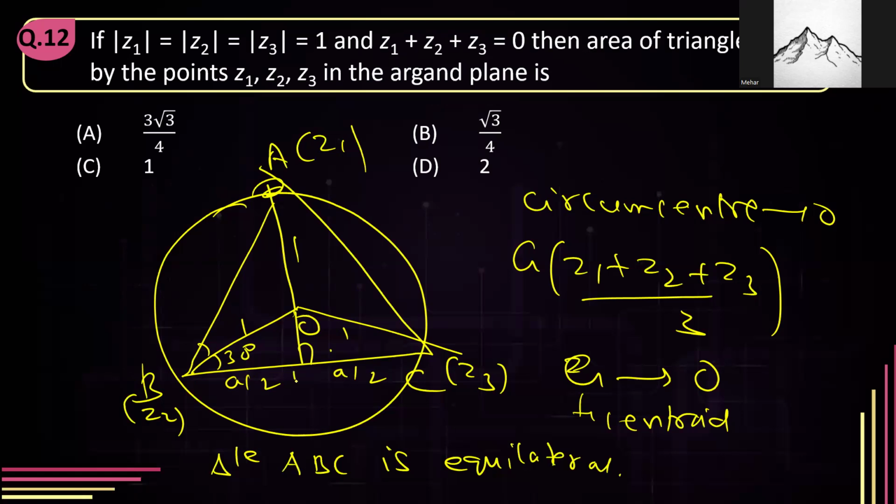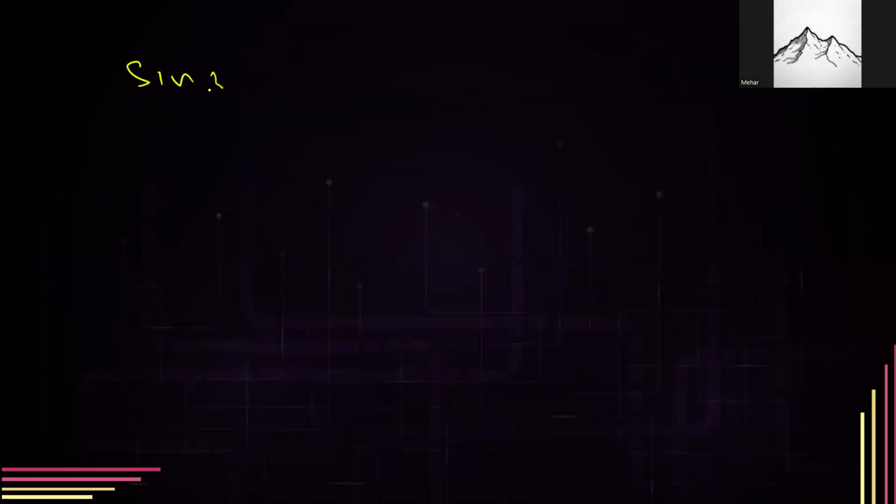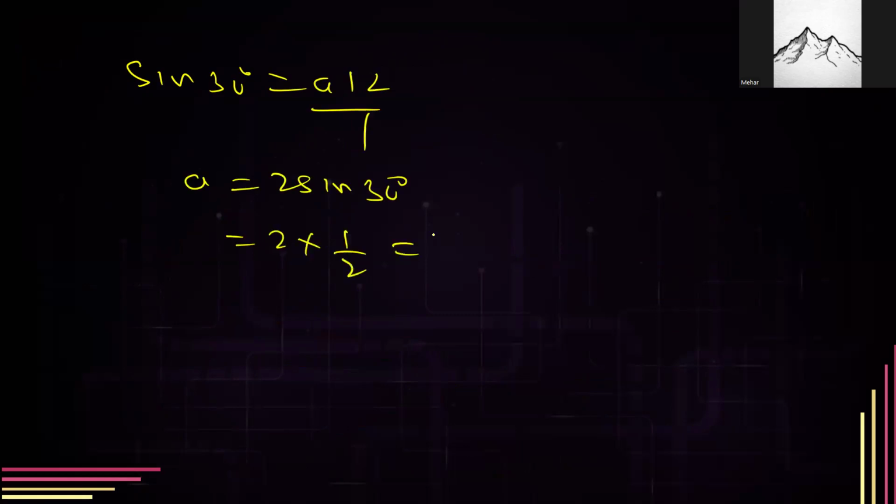Like from this triangle OMB, sine 30 is a by 2 by 1. So we can write the value of sine 30 degrees as a by 2 by 1. And you will get the value of a as 2 into sine 30. And sine 30 is half, so 2 into half. So that is 1. And what is the formula for area of equilateral triangle?